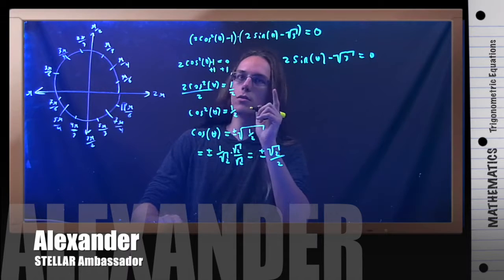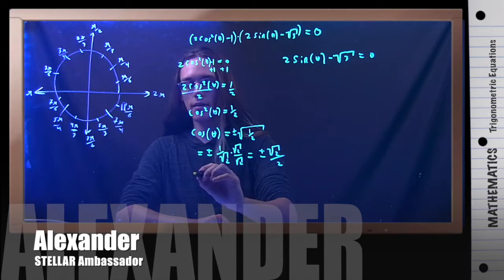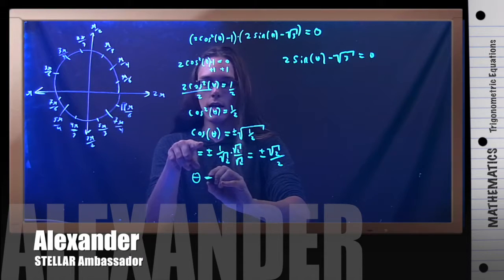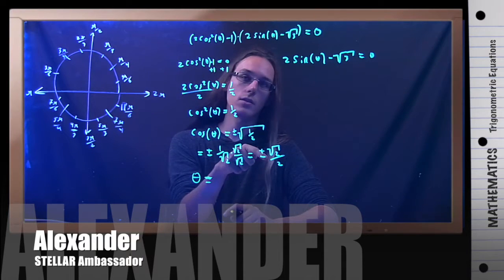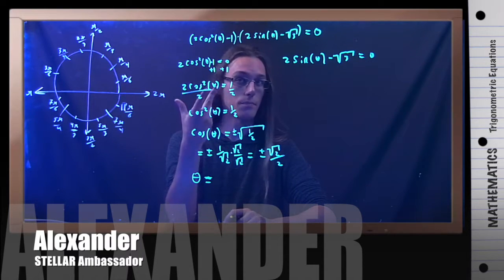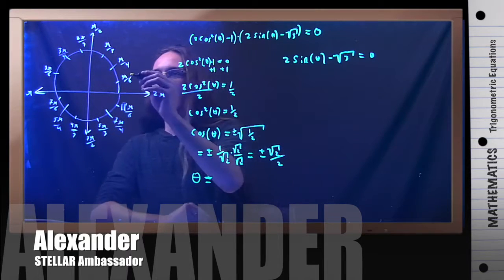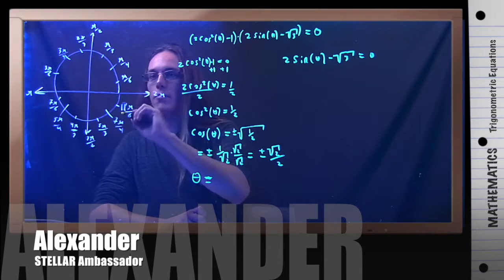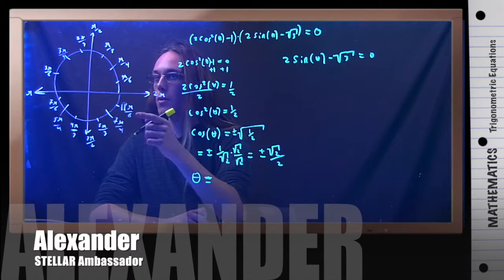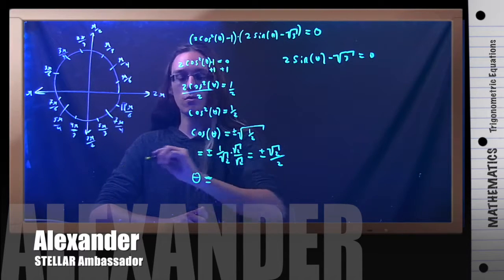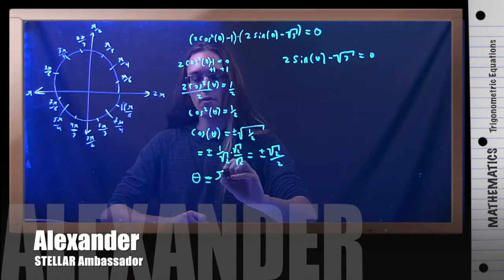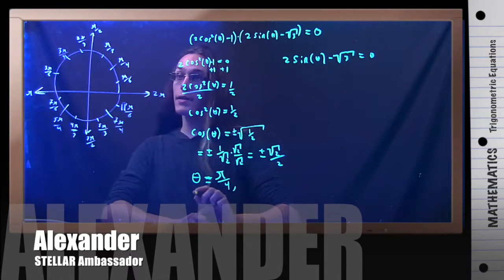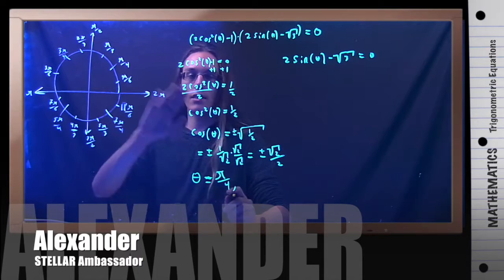So what I need to do is find every angle theta so that when I plug it into cosine, I get either positive or negative the square root of 2 over 2. So for pi over 4, cosine of pi over 4 and sine of pi over 4 both give me square root of 2 over 2. So I know one of my angles is going to be pi over 4. Now to find the rest, I just need to find the other angles.